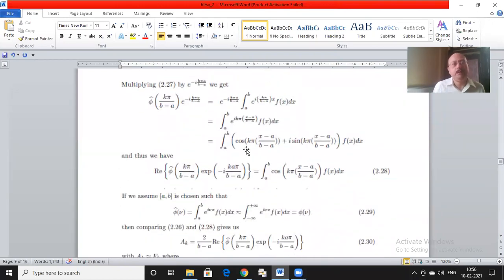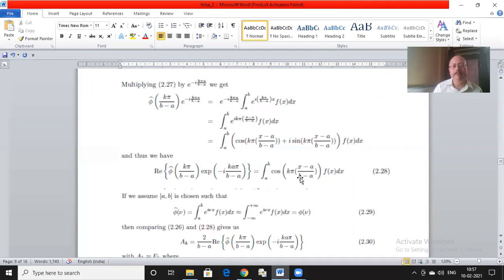So now let us expand the Fourier term, this e to the power i term, into trigonometric terms. So I have cos theta plus i sin theta, f(x) dx. So my phi hat is now given by this integral over a finite range a to b, because that's where I have truncated these two terms. So now if I take the real part of this phi hat times e to the power minus etc., what I will get is the cosine integral part.